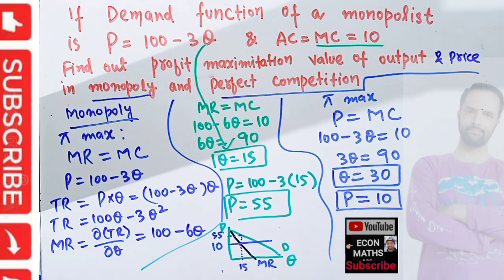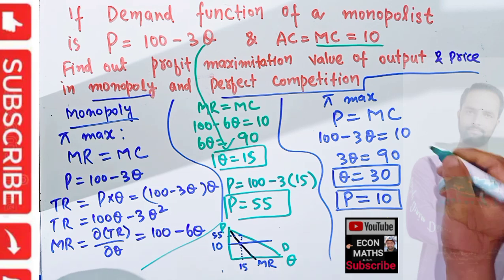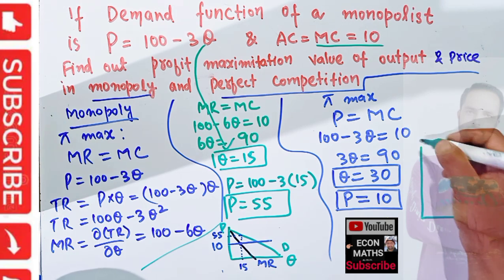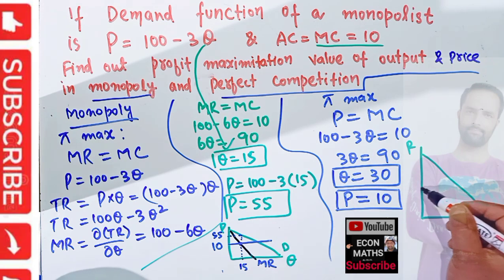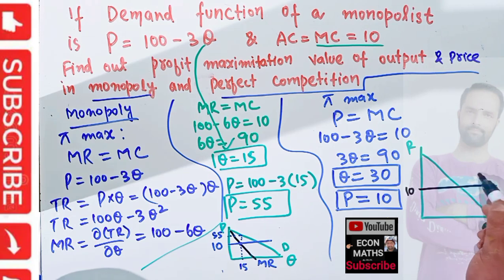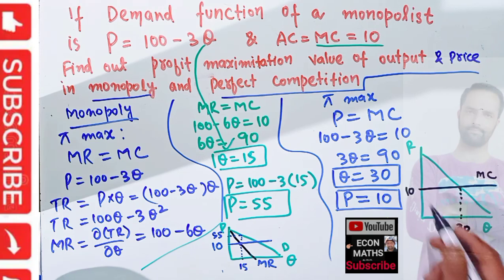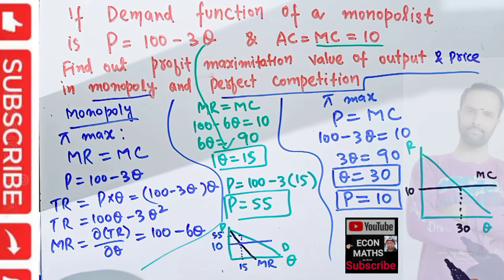Graphically, in case of perfect competition, we have output on this side and price on this side. If this is our demand function, and marginal cost is constant at 10, which is MC, profit maximization occurs where price is equal to marginal cost. So we have 30 units produced at a price of $10. Here you can see in case of monopoly we have less output and a higher price, and in case of perfect competition we have more output at a lower price. I hope I make myself clear in this video. Thank you.